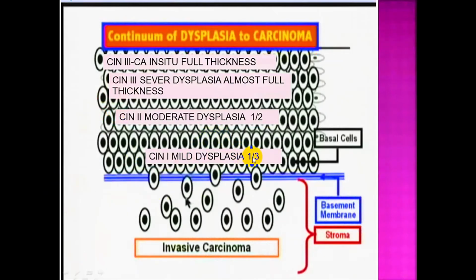Mild dysplasia, we will see here the basement membrane is intact in stage 1. Stage 2, moderate dysplasia. Stage 3, severe dysplasia, almost full thickness, taking all of stage 3. Carcinoma in situ is full thickness.